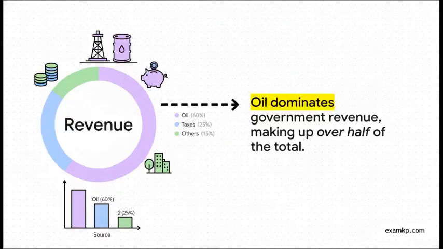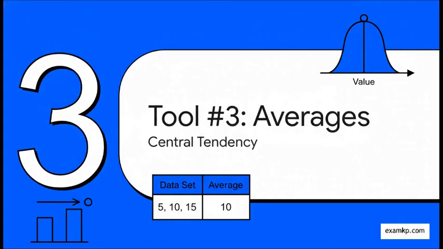Now, let's look at a pie chart doing its thing. This one shows where government revenue comes from. And wow, that huge slice, 60%, comes from oil. Taxes make up about a quarter of it, and then you have that little sliver for everything else. It instantly shows you how each part relates to the whole picture. Super clear. All right, on to our third and final tool for today.